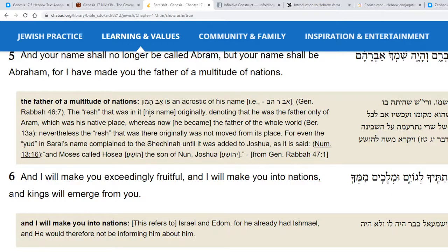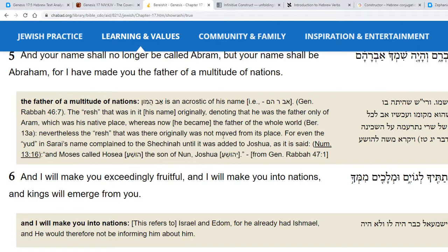The Resh that was, right, his name was Avram, right? So Haman, okay. That was in the original name, denoting that he was the father only of Aram, okay, which is his native place, whereas now he has become the father of the whole world, right? And that's from the Talmud, Berachot 13a.